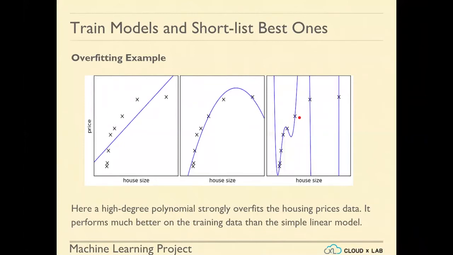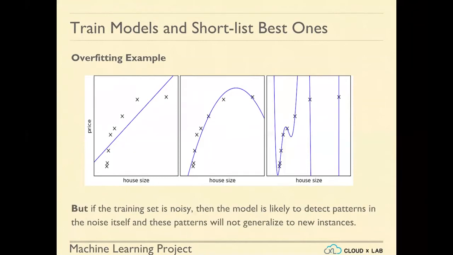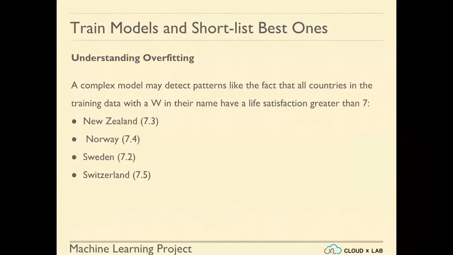This might look like hypothetical data to you, but it's very much true, as you will see very soon. If the training data is noisy, then an overfitting model is likely to detect patterns in the noise itself, and these patterns will not generalize well. Another example: a complex model may detect a pattern like the fact that all countries in the training data with a W in their names have a life satisfaction greater than 7.